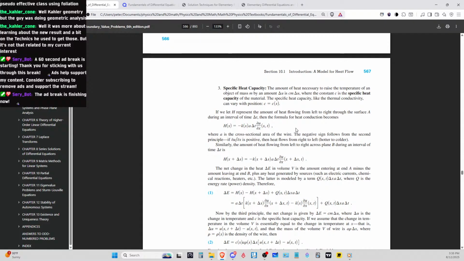So does that mean if it's negative, then it will flow from cold to hot? I'm guessing, because it says hotter to colder, so if it's negative, it's going to go the opposite, where it's going to be colder to hotter.